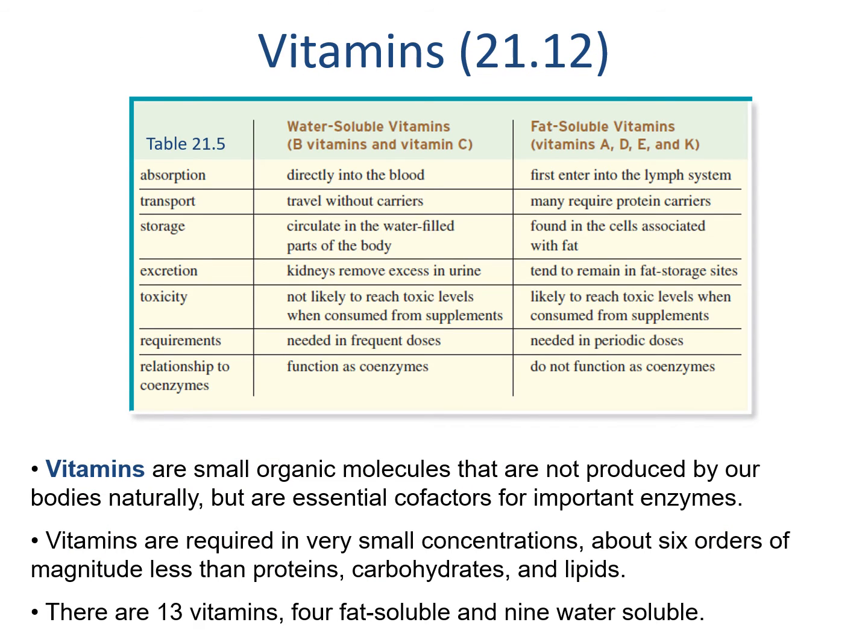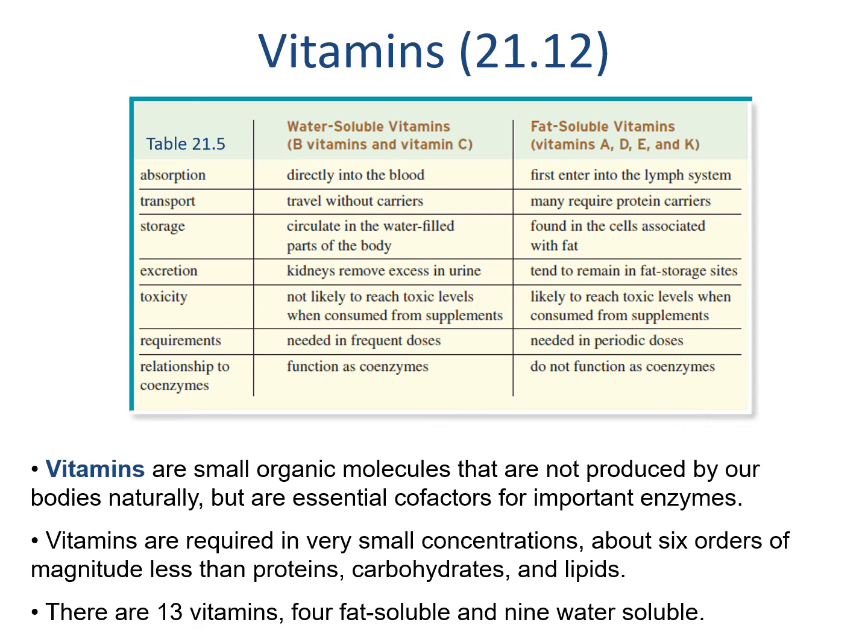We've now talked a lot about enzymes, but many of our enzymes require cofactors in order to properly function. Those cofactors that are small organic molecules that are not able to be produced by our bodies naturally are called vitamins. Vitamins are required in really small concentrations, especially compared to our proteins, carbohydrates, and lipids. So while they are required in our diets, we need way less of them, about 6 orders of magnitude less from them. So a microgram scale as opposed to a gram scale.